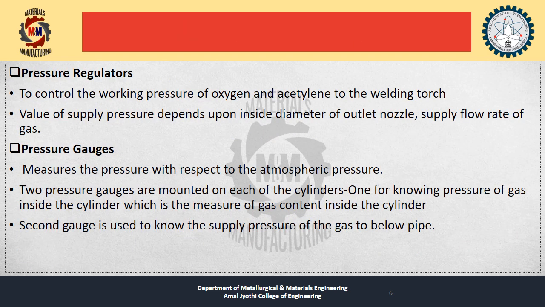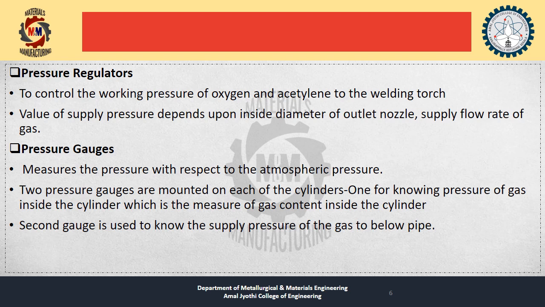And next we have pressure regulators. From the name itself we can understand that they regulate the pressure of oxygen and acetylene, because the pressure has to be regulated, otherwise it leads to the formation of various weld defects and other disasters. The value of the pressure that we supply depends upon the diameter of the outlet nozzle and the supply flow rate of gas.